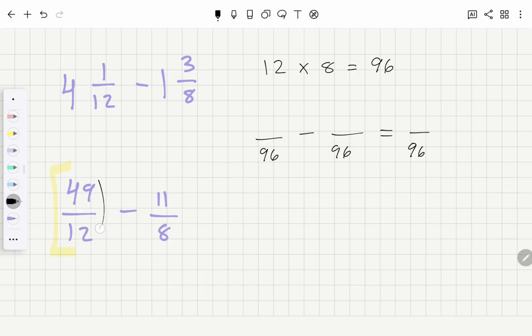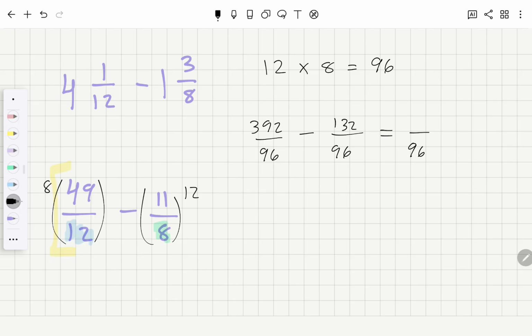Alright? So, how many times did I multiply 12 to get to 96? 8. Again, we can just look at our opposite side as a little cheat sheet. Not cheat sheet, just a little cheater. And then same with 11 and 12. So for this, you might need to break out your calculator. What is 49 times 8? That gives you 392. And then 11 times 12, which is 132.